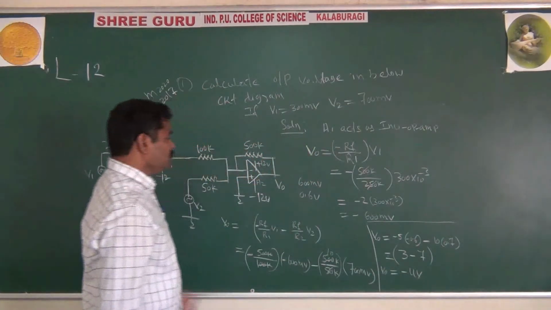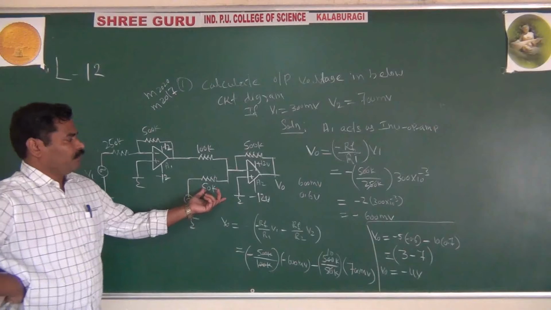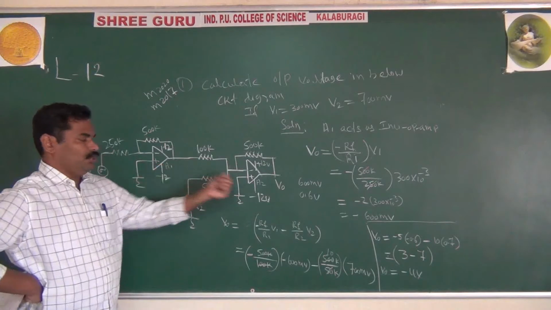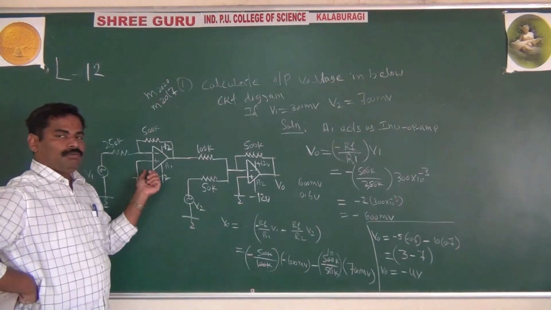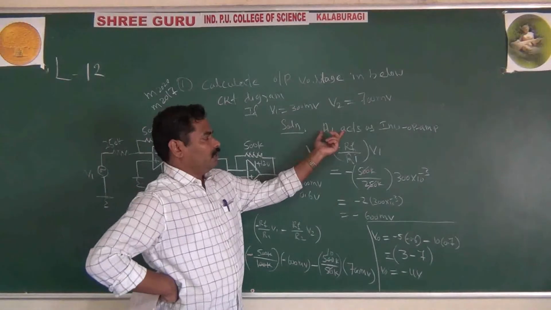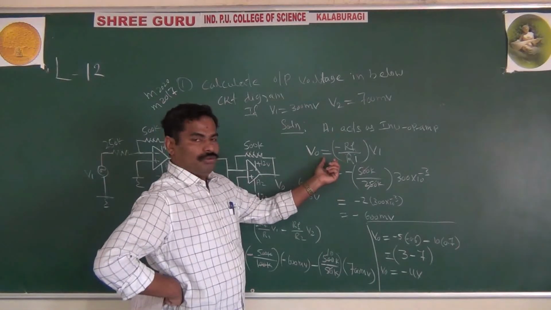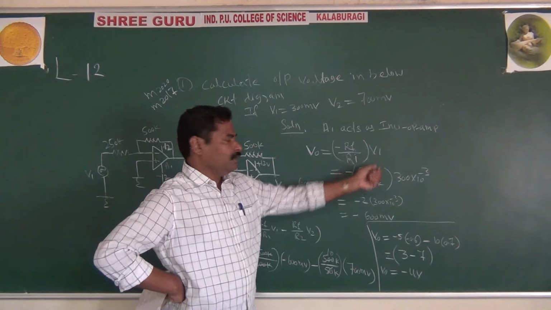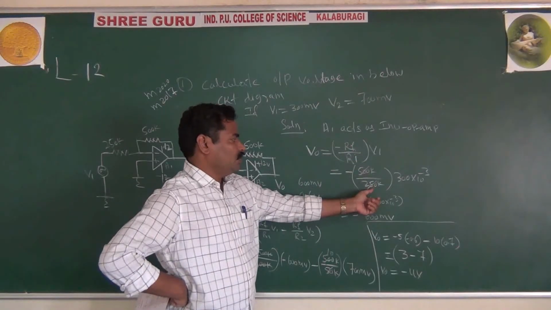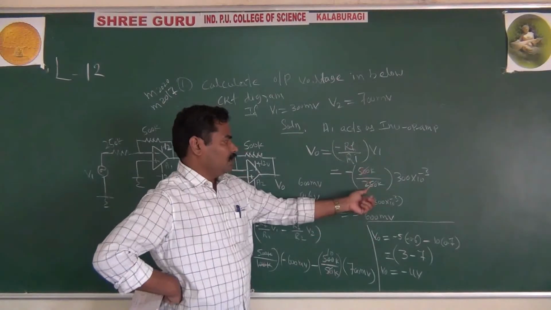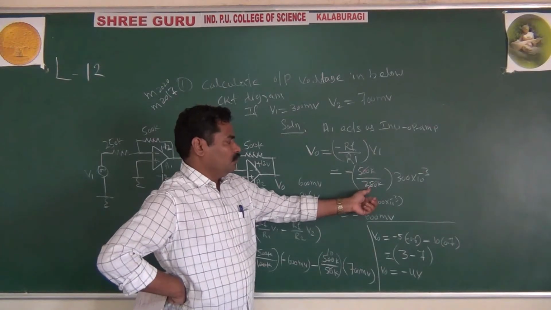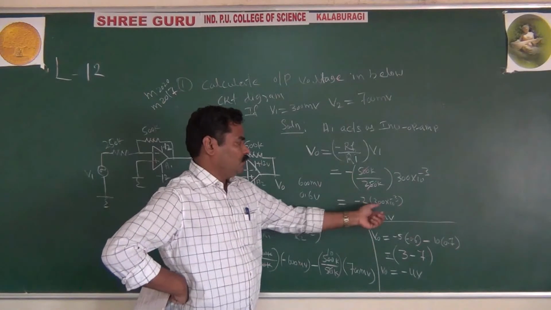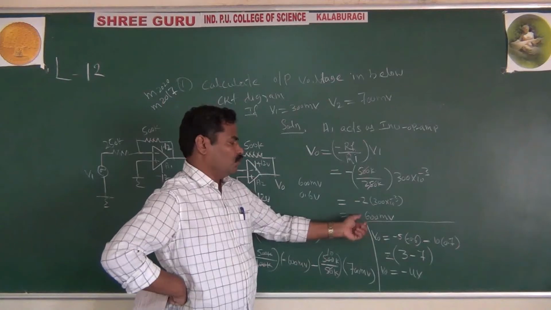This is very simple. The important thing in the problem is to see what A1 is and what A2 is. A1 acts as an inverting amplifier, and we know the voltage gain for an inverting amplifier: V0 equals minus RF by R1 into Vi. RF is 500 and Ri is 250, into 300. They cancel, you get minus 2, and 2 into 300 gives 600 millivolts output.